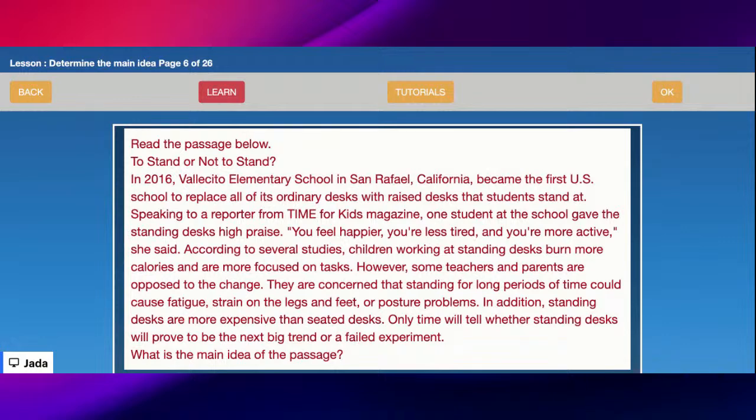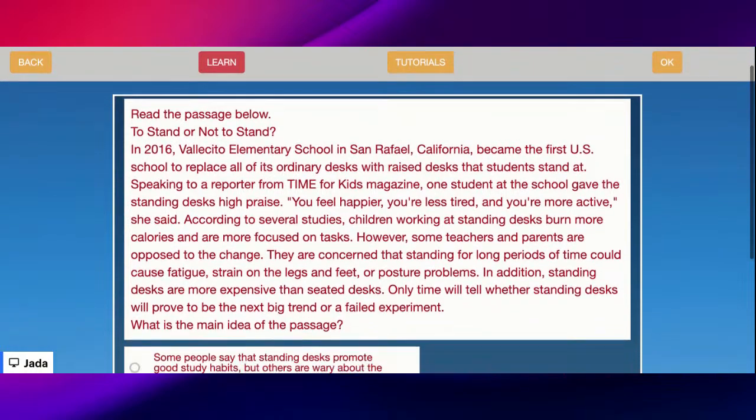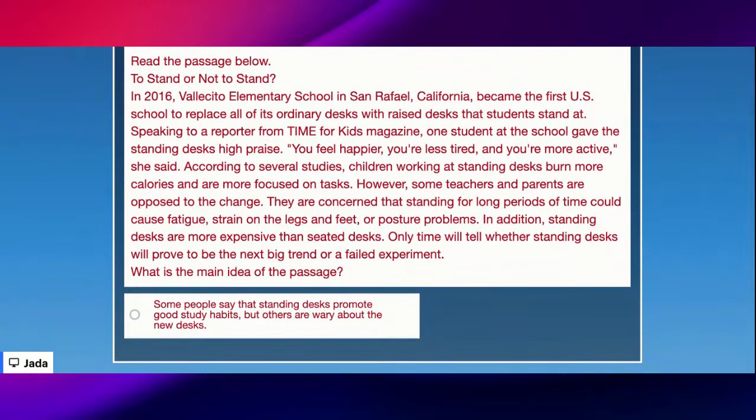So, to stand or not to stand. In 2016, Valencito Elementary School in San Rafael, California, became the first U.S. school to replace all of its ordinary desks with raised desks that students stand at.